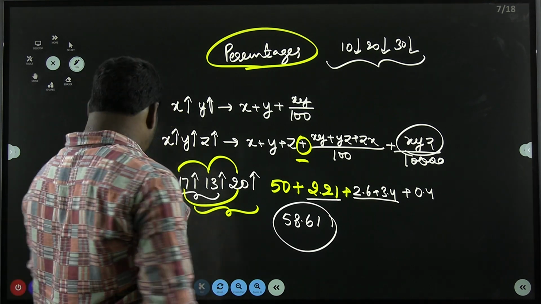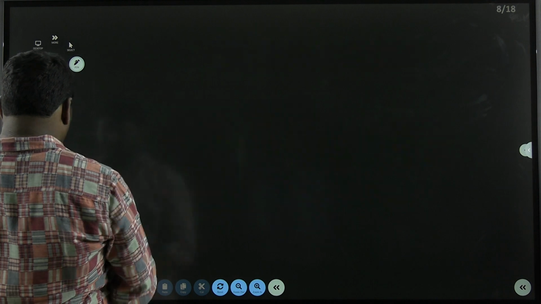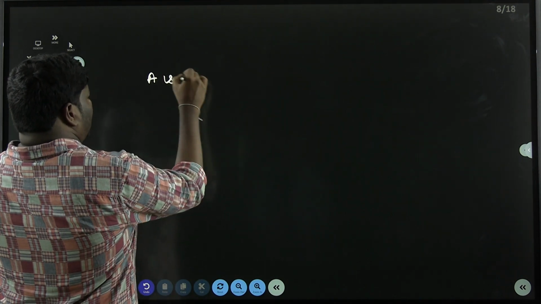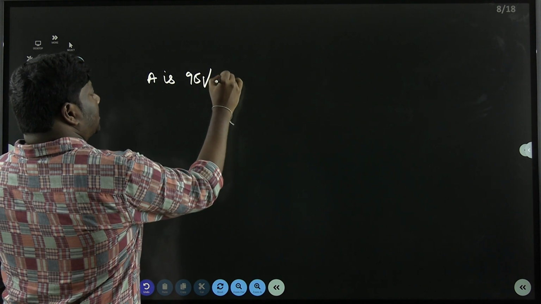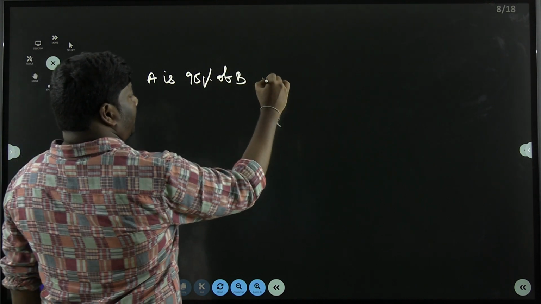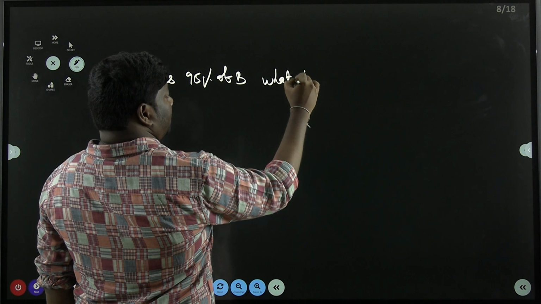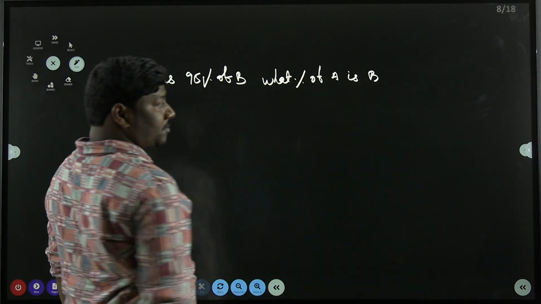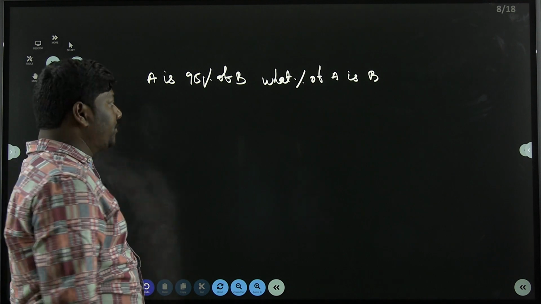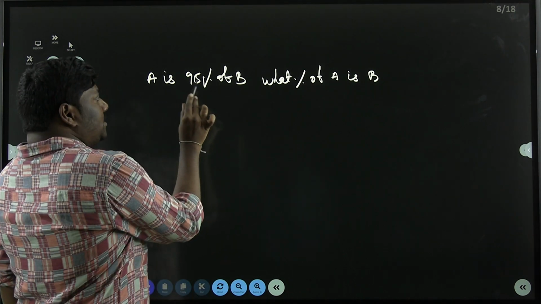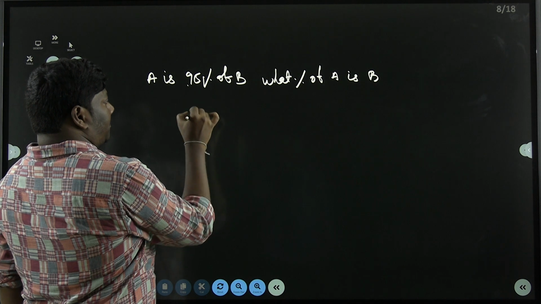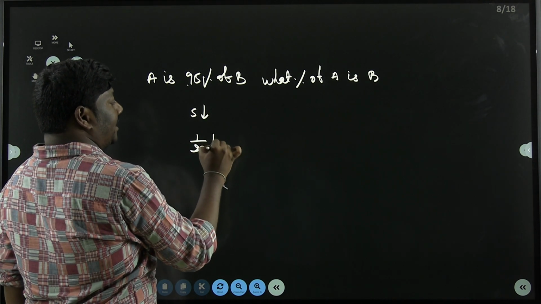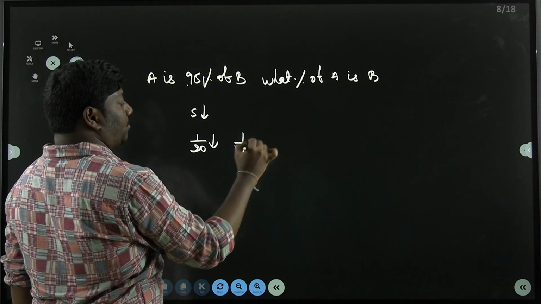So, you can use the same formula for decrease. And in percentages, they are asking you questions related to increase and decrease. Suppose A is 95% of B, what percent of A is B? These kinds of questions they are asking you. So, you can say A is 5% less than B. 5% less is 1 by 20 less, which is 1 by 19 more.